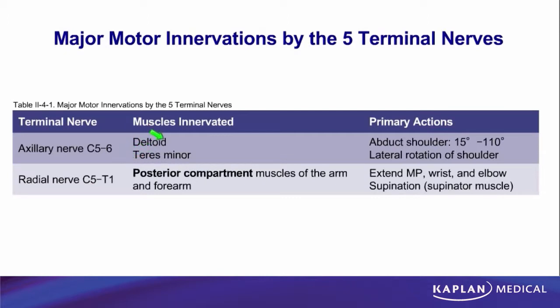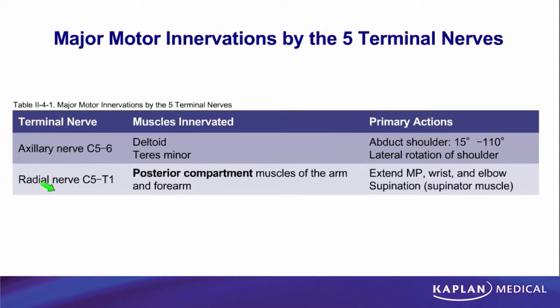The deltoid, on the other hand, is a very important muscle because it is the major abductor at the shoulder, so that's what we really need to remember. Axillary nerve innervates deltoid. Deltoid is a shoulder abductor. Okay, we're finished with the axillary.